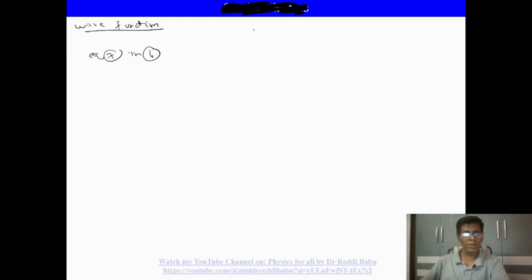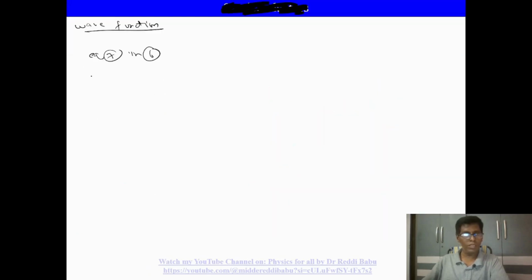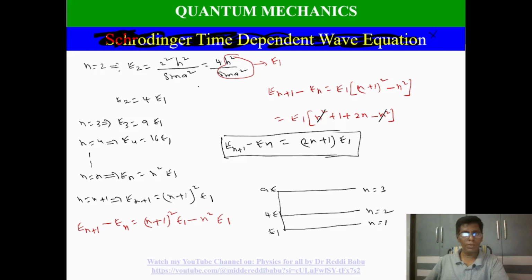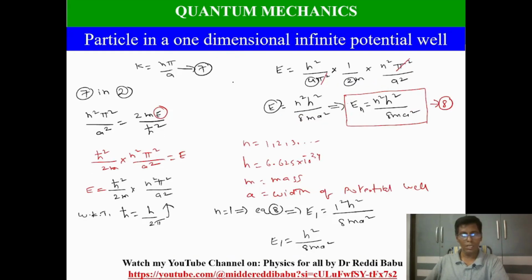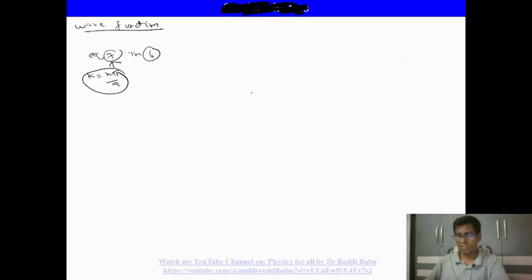What is equation number 7? K is equal to n pi by a. It is the 7th equation. Okay. Now what is equation number 6? The 6th equation is psi of x is equal to A into sine k into x. This is equation number 6.